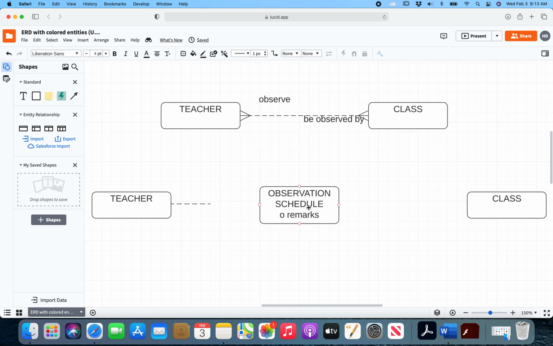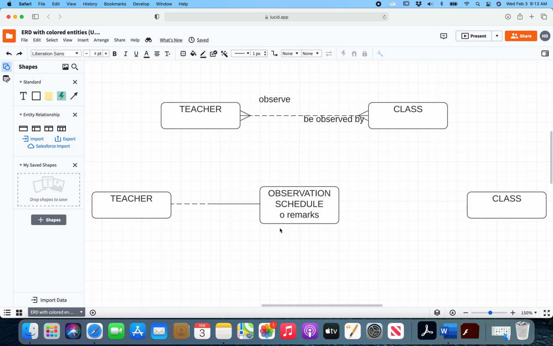On the observation schedule side, if there's a class on this observation schedule, then there has to be a teacher to observe and make these remarks. So, a solid line, because there's no wiggle room. If there's a class on the schedule, there needs to be a teacher to observe it. So now for the cardinality of this side. The observation schedule must be for a teacher.